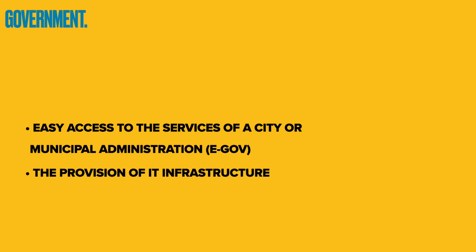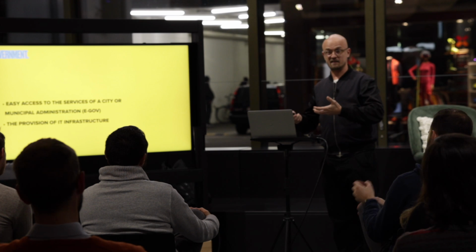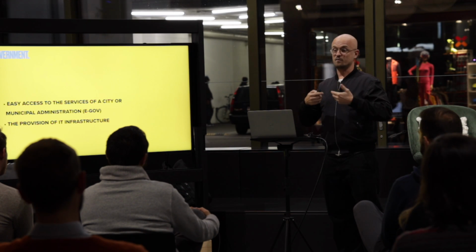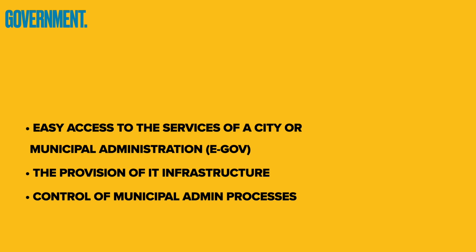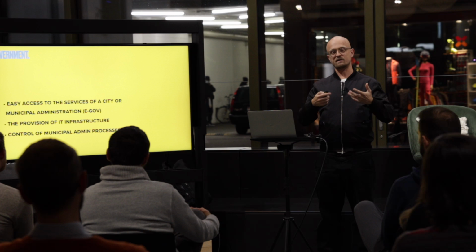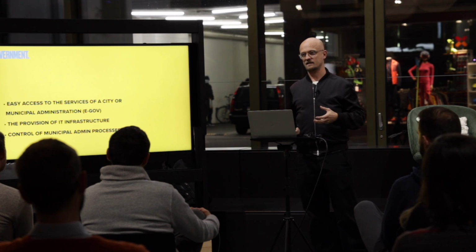The provision of IT infrastructure. This stuff has to run on something, right? The cables. We need the cables. So that has to be organized. The grid has to be coordinated. People have to take care of it. And it needs to improve and get better and quicker and faster and all that. Control of municipal admin processes. Well, that's more the internal part. Like, how can you make public service more efficient internally.